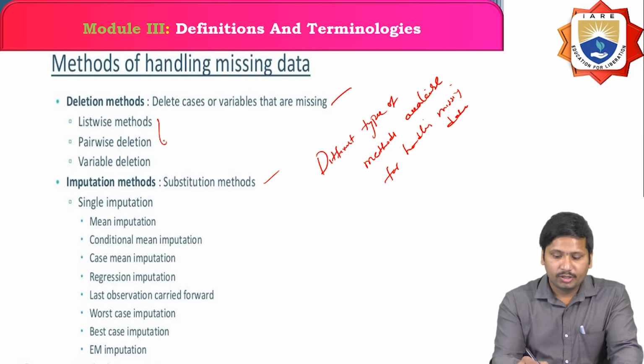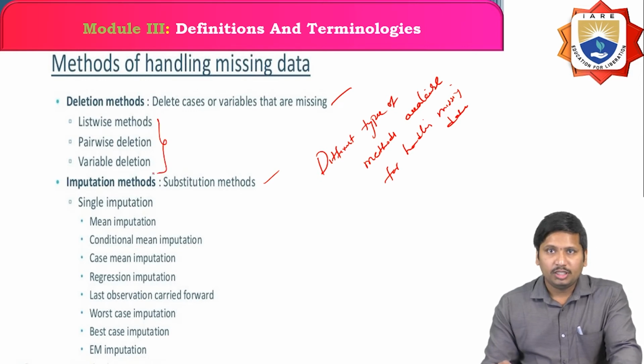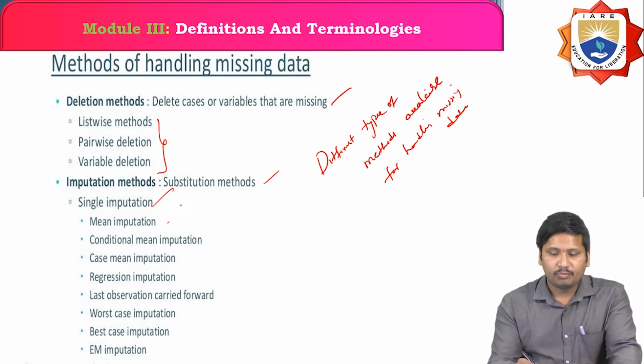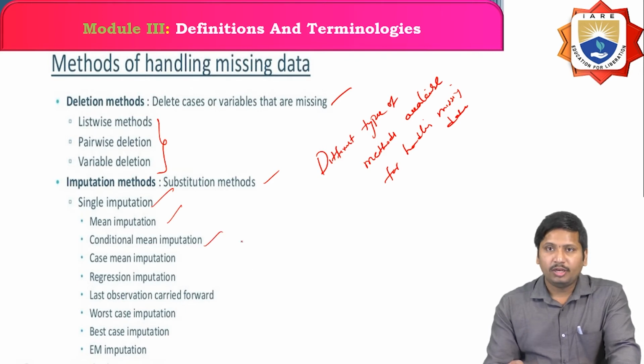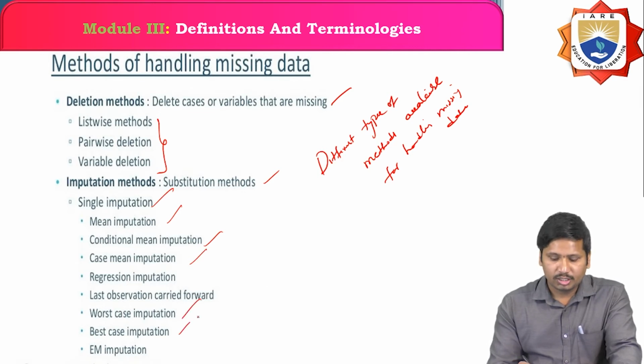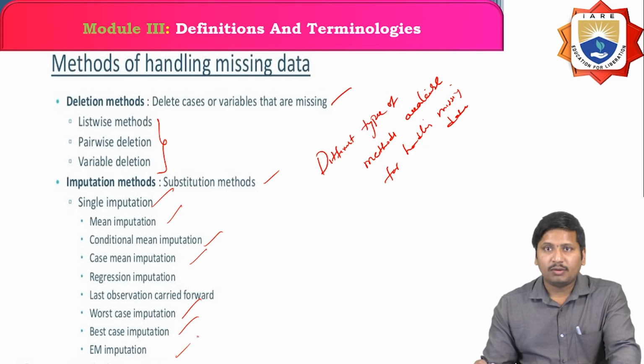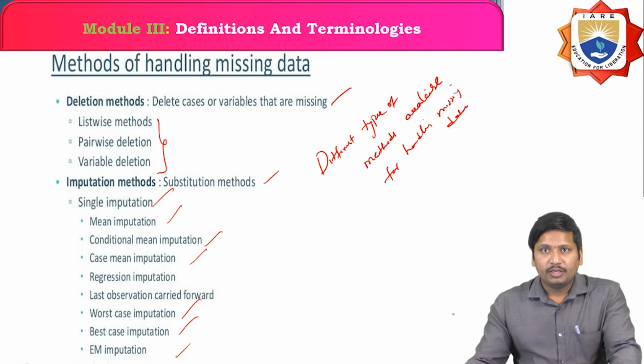So these are the different methods of deletion, what we call: list-wise deletion, pairwise deletion and variable deletion. And there are some substitution methods, like single imputation. Within single imputation, we have other types of methods like mean imputation, conditional mean imputation, case mean imputation, regression imputation, last observation carry forward, worst case, best case, and EN imputation. These are some of the imputation methods that are available here. Let's see them one by one.